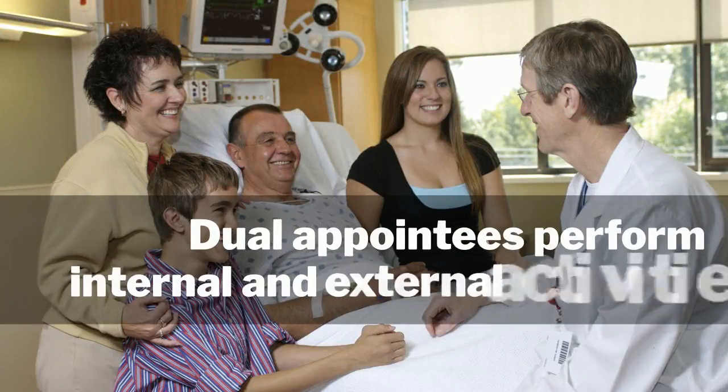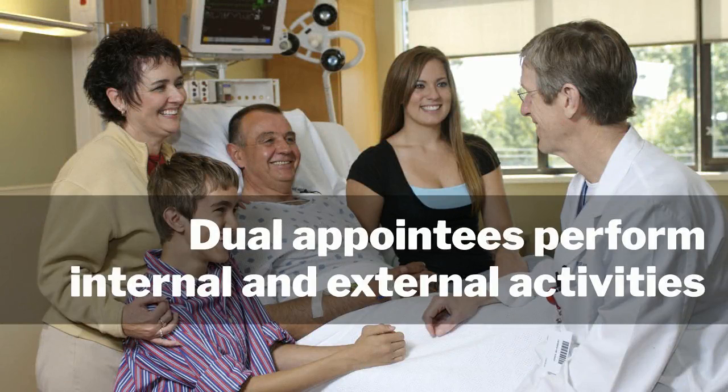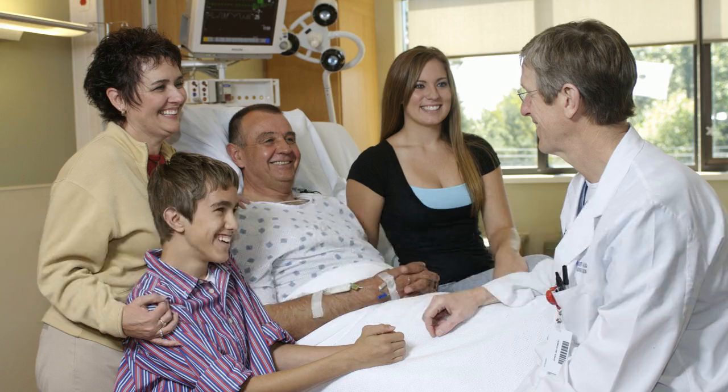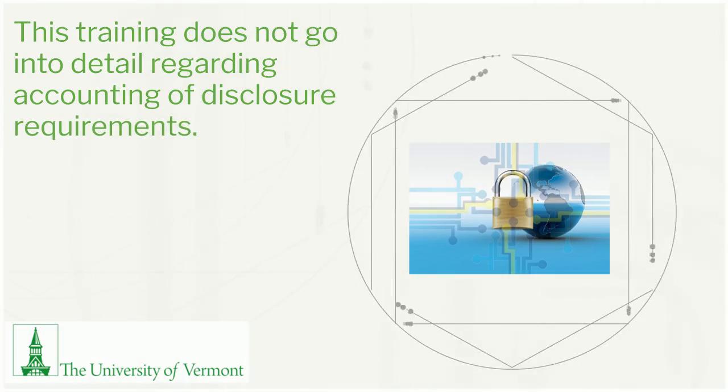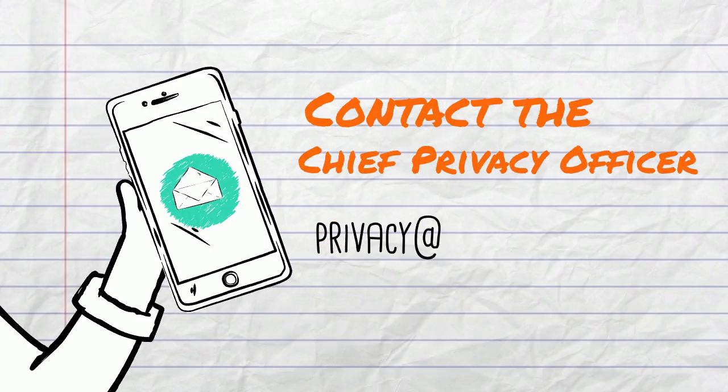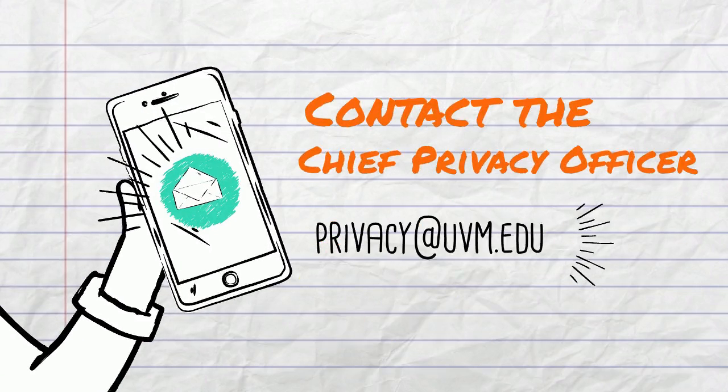Dual appointees between UVM and UVM Medical Center may perform activities considered within the covered entity, while some may be considered outside the covered entity. This is why it is important to know what your role is and whether you are covered under the privacy rule. This training does not go into detail about what needs to be included in an accounting of disclosures. However, if you have questions about what to include, or if you are not certain of whether it is a use or disclosure, contact the Chief Privacy Officer at privacy@uvm.edu.